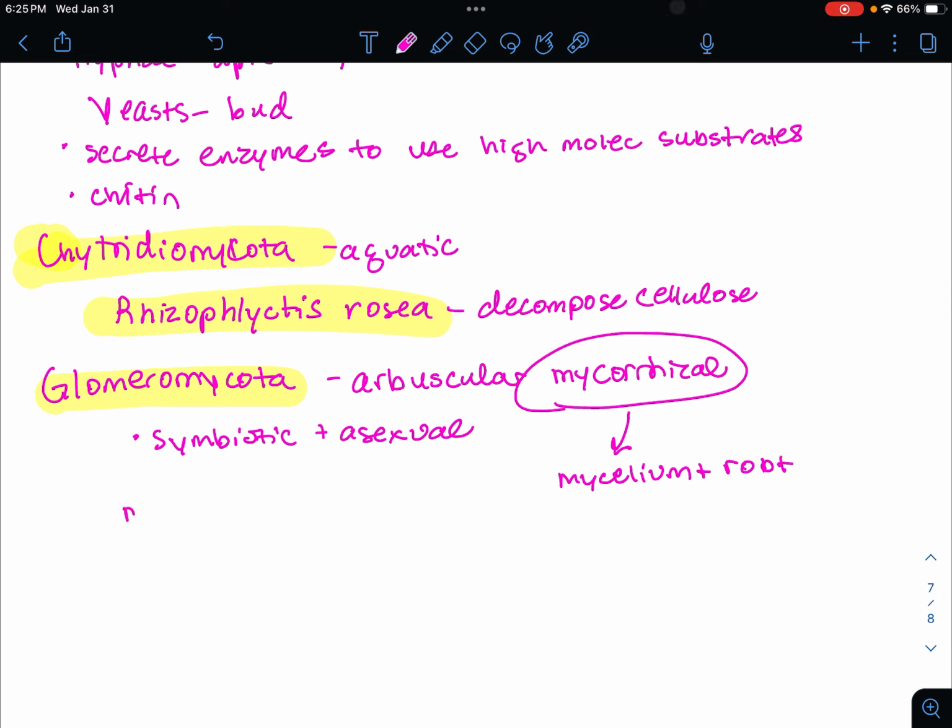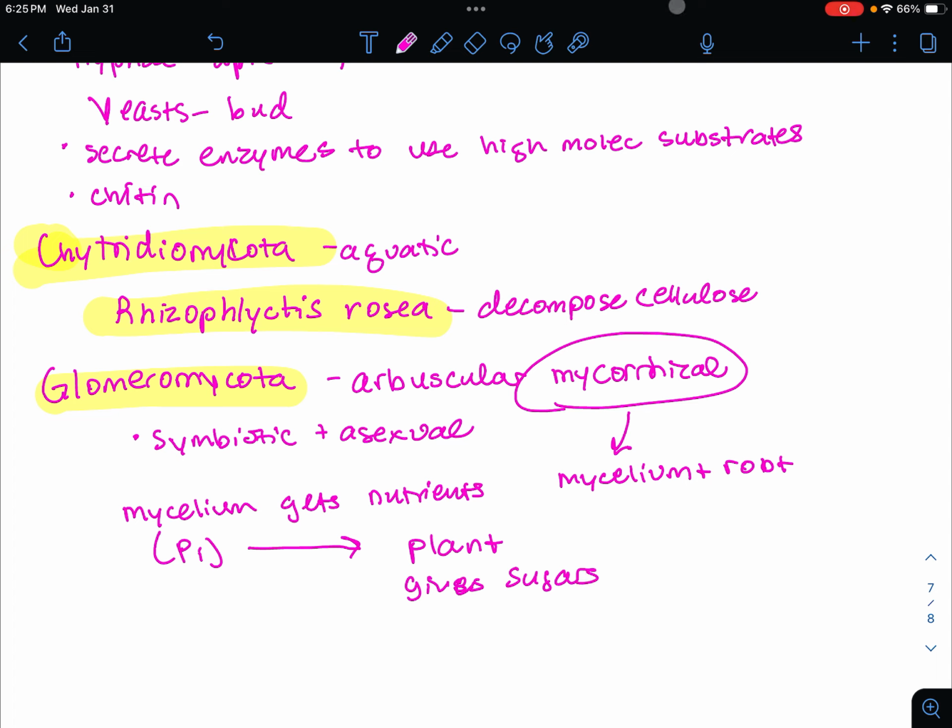The mycelium gets the nutrients. Most important is phosphate, and it's going to give that to the plant. The plant gives the sugars to the mycelium. So it's kind of this very nice cycle here.